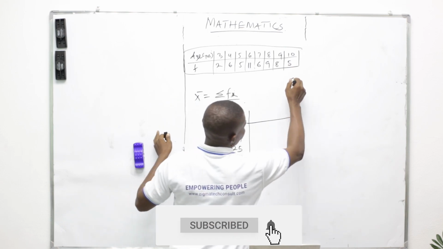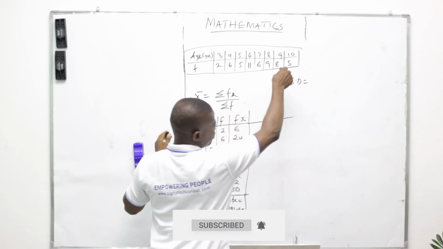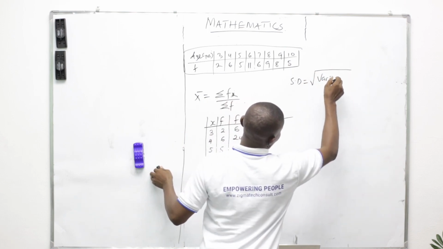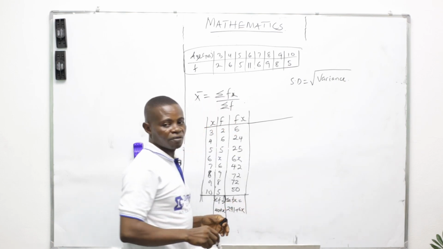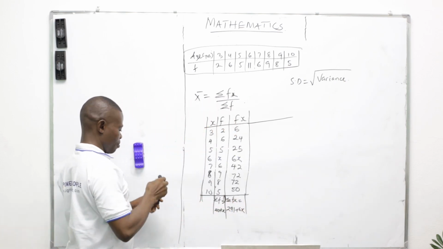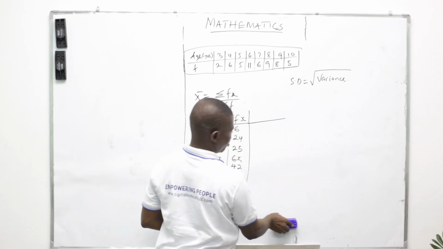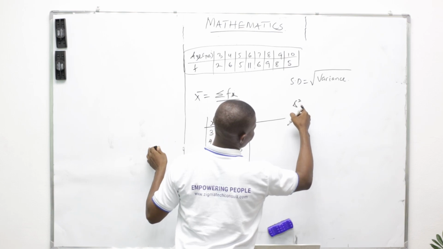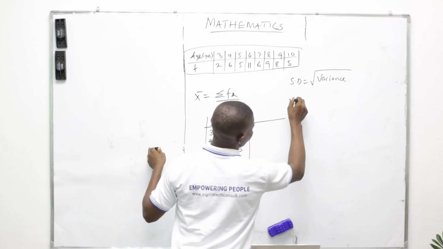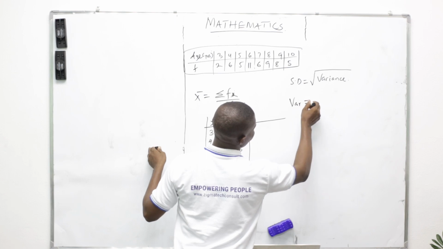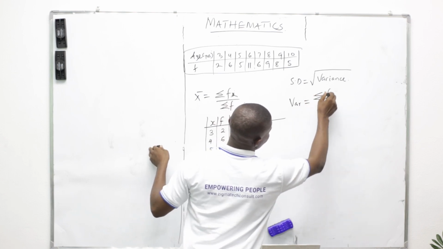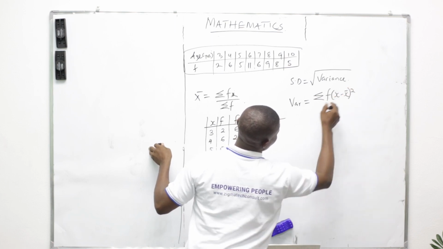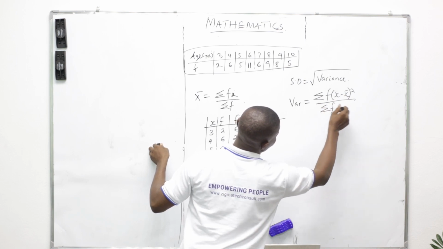Before that, SD. Recall that standard deviation, which is SD, equals the square root of variance. You now ask yourself, what is the formula for variance? Variance, I'll just say var, equals summation f into x minus x bar all square, all over summation f.